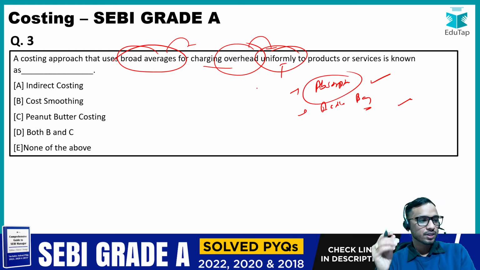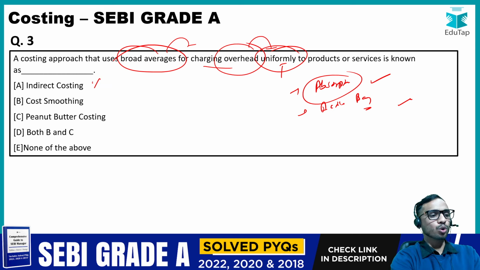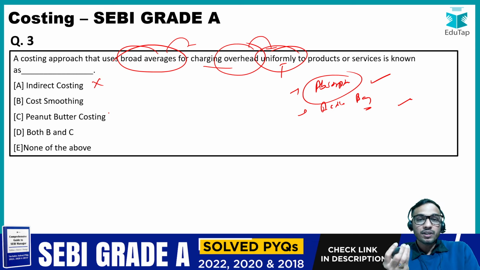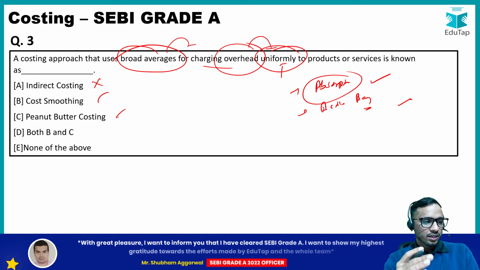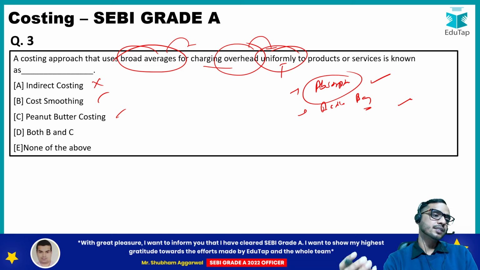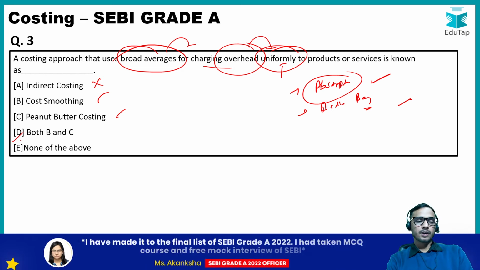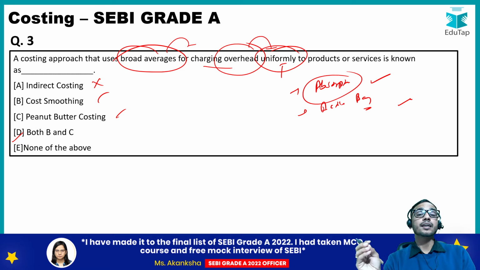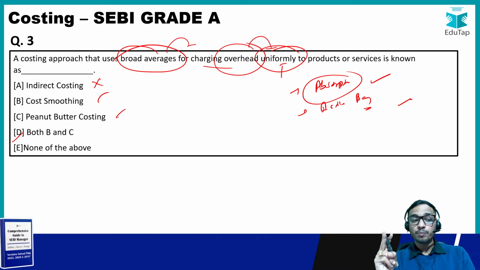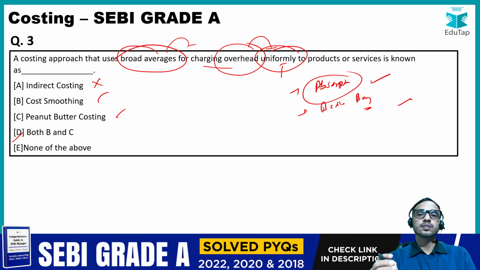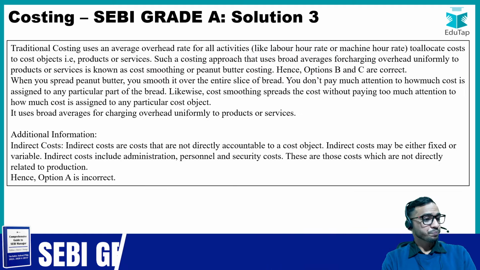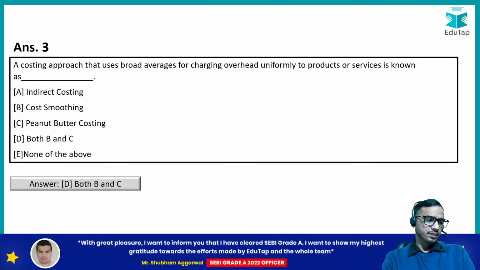So let's read out the options. Indirect costing, no. Cost smoothing, peanut butter costing, these are the names of absorption costing. So your answer would be both option B and C. Okay, very good. Everyone has understood, right? Absorption costing as well as activity based costing. These are the two important concepts of costing, right? You need to understand these two concepts very thoroughly. So please revisit this video two times, three times, right? Now we have the answer of this question as both B and C.